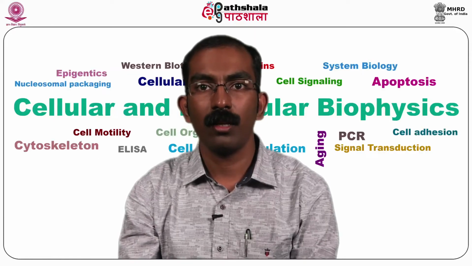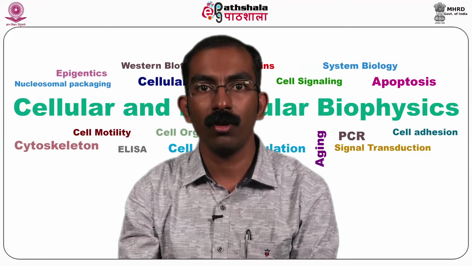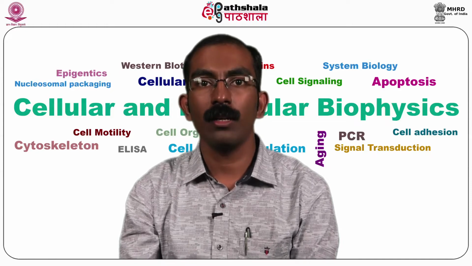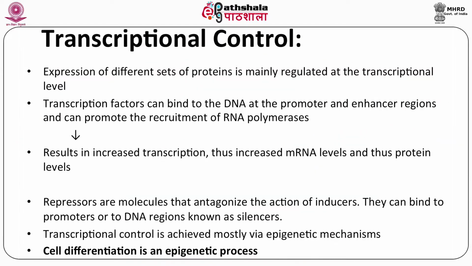Repressors are molecules that antagonize the action of inducers. They can bind to promoters or to DNA regions known as silencers. Transcriptional control is achieved mostly via epigenetic mechanisms. Cell differentiation is an epigenetic process.